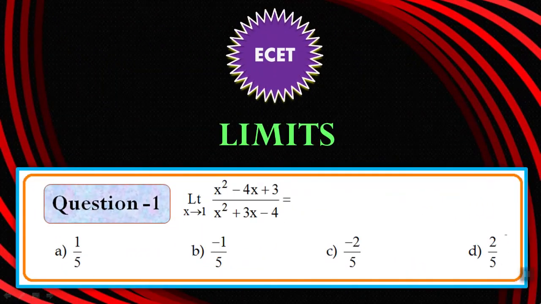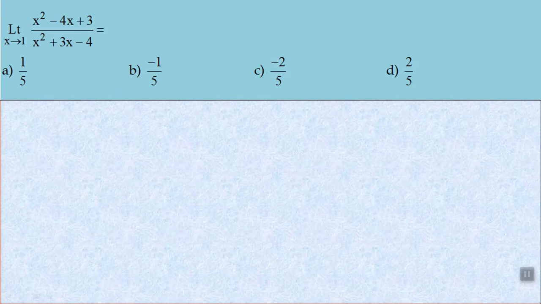See the question number 1. Read the question and write it. The question is limit x tends to 1, (x square minus 4x plus 3) divided by (x square plus 3x minus 4) is equals to. Let us start the solution.